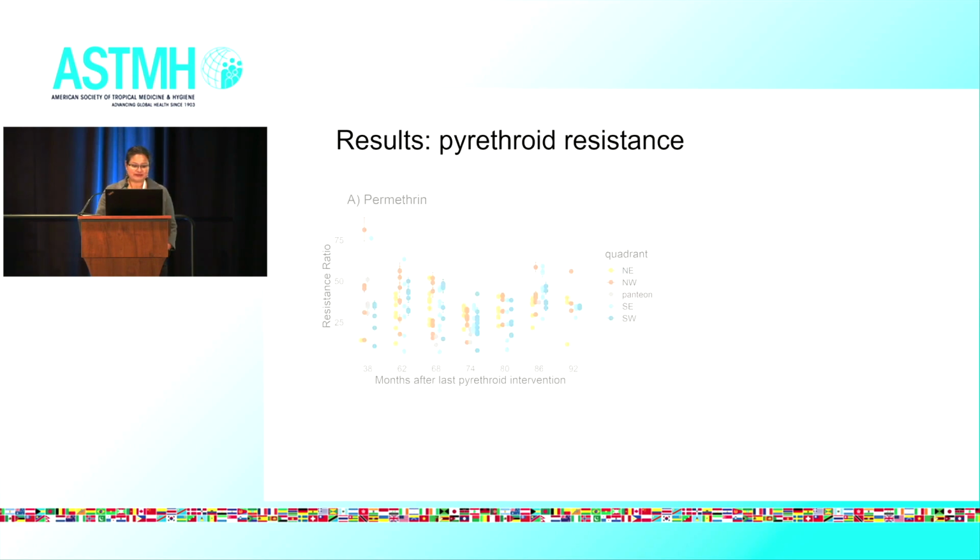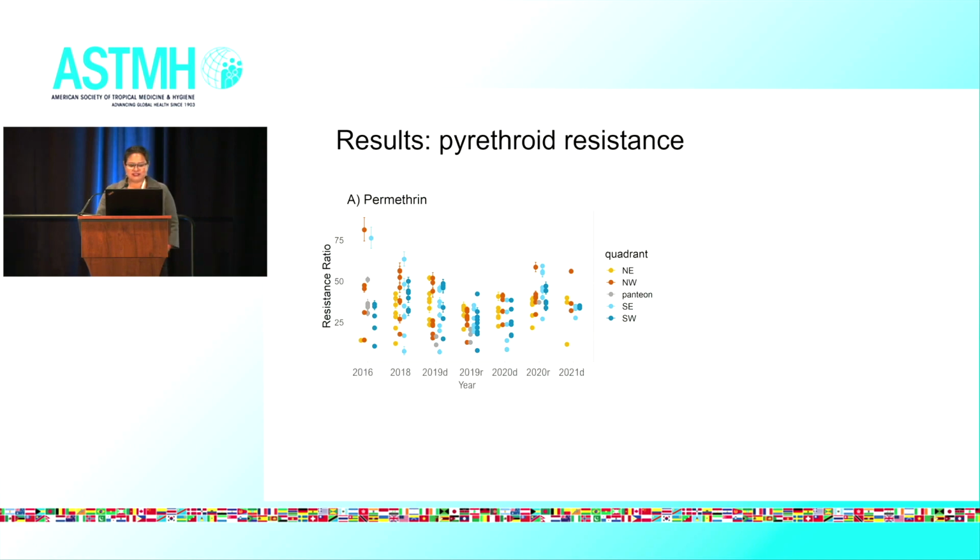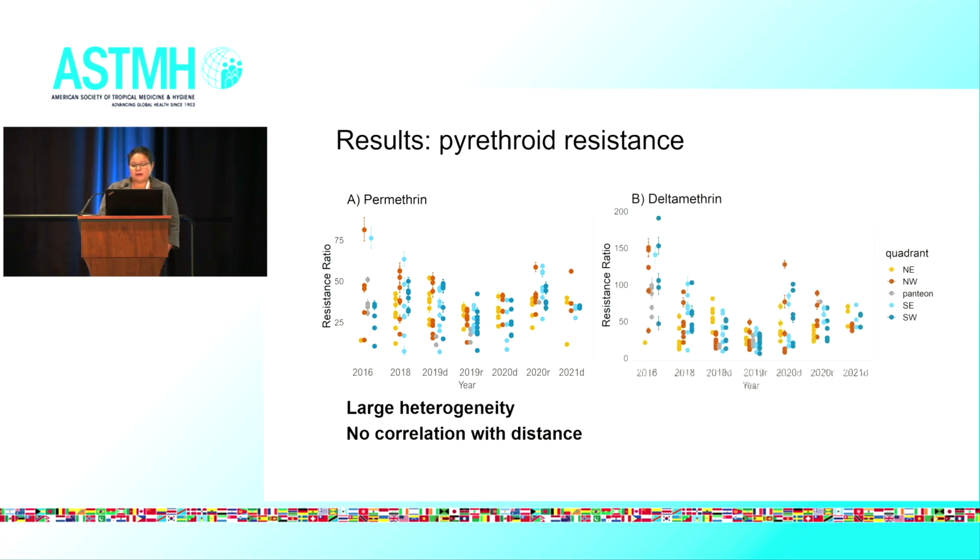So our results: here each point represents the resistance ratio of a single collection site, right? So if you see the first collection time in 2016, there are very large and high resistance ratios to permethrin. 2018, the same. And there are sites where there is 5-fold resistance and then 2 kilometers apart there's a site with 70-fold resistance. So there's a lot of heterogeneity in the resistance ratios within the city. We tried to test if this heterogeneity was because of geographic distance, and we didn't find any correlation.